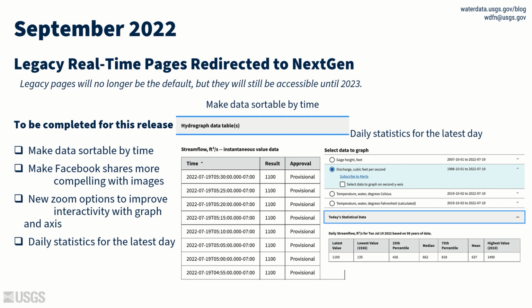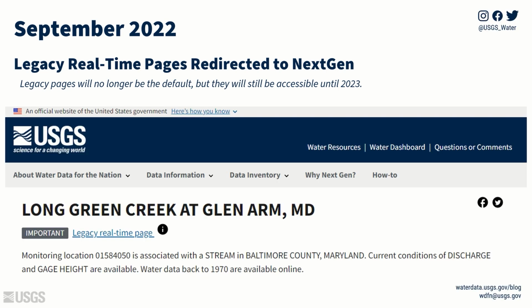But thanks to feedback from our users, we've learned there are more features necessary before we take this next step. We've completed a few already, but the remaining 4 are: make data sortable by time, make Facebook shares more compelling with images, offer new zoom options to improve interactivity with graph and axis, and offer daily statistics for the latest day. If you would like to get involved and test these new features before they go live, please send us an email at WDFN_usabilitytesting@usgs.gov. At any time, if you need to access legacy pages, you will be able to click Legacy Real-Time Page underneath the monitoring location title on any NextGen page.